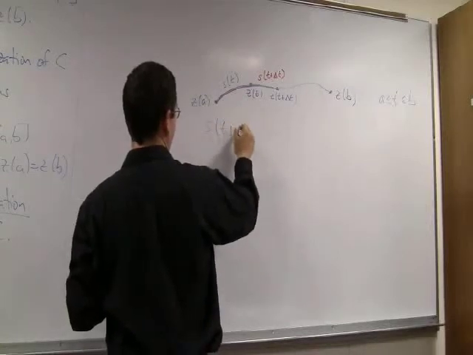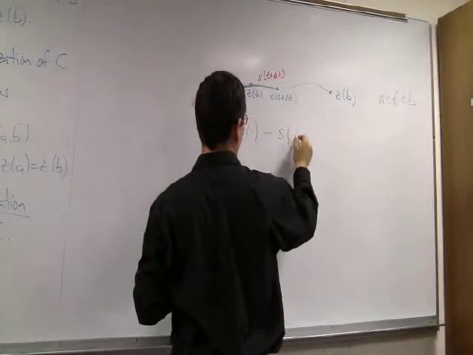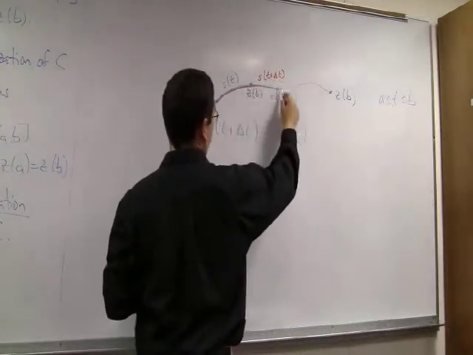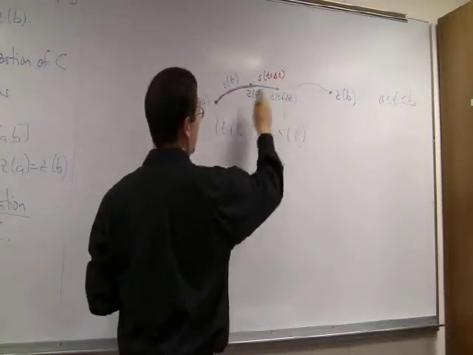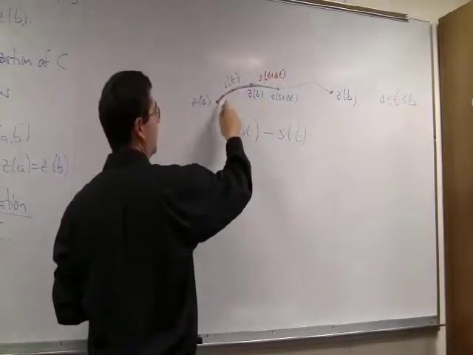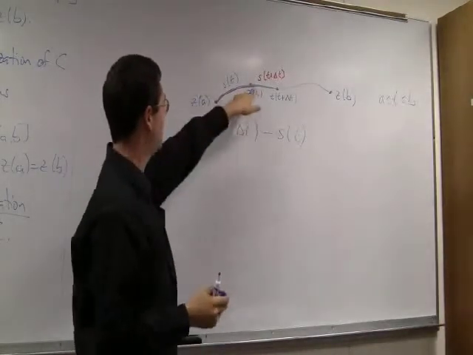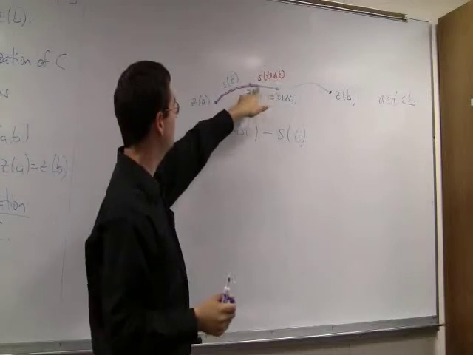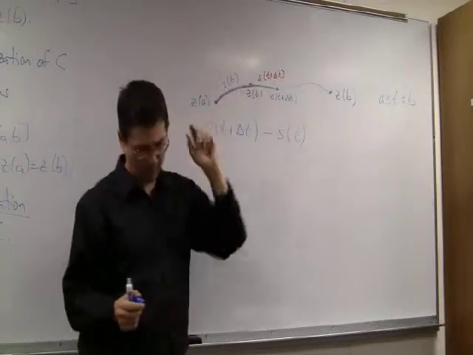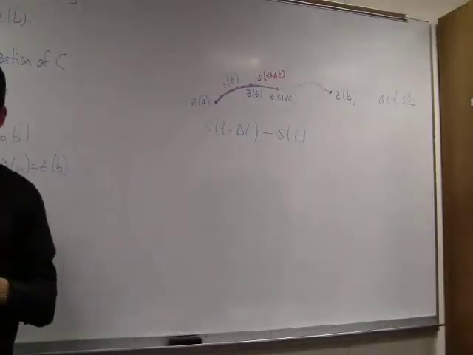If I take S of t plus delta t and I subtract S of t, then S of t plus delta t is this whole red bit. And if you subtract this blue part, the S of t, then I'm getting the red that's left over. It's kind of covered up by the green. Why am I not getting the green? Because the green line is a different thing.